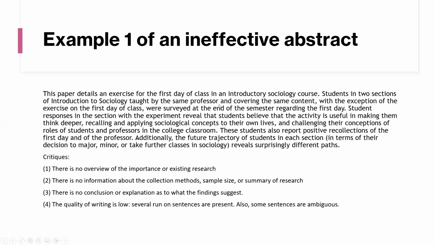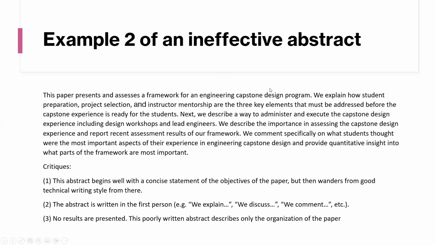All right, so clearly this is not a good abstract for a number of reasons. A second ineffective example, and again, if you want to pause the video so you can read it: essentially, the paper presents an assessment framework for an engineering capstone design program. That's great. One thing we want to make sure of is that when you're writing this, you never want to use first or second person pronouns. You always want to focus on the actual study. So eliminate words like we, I, they, my, etc., or references to the writer.